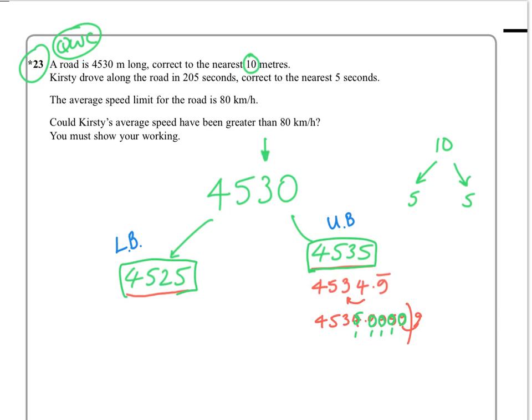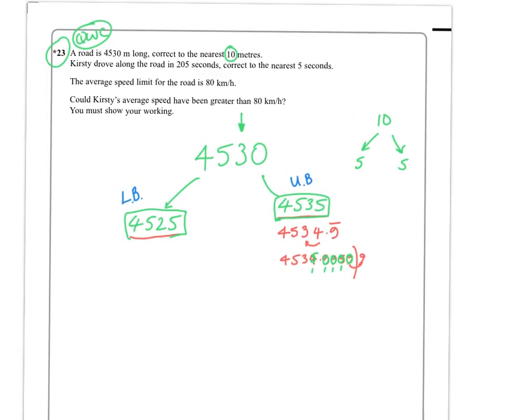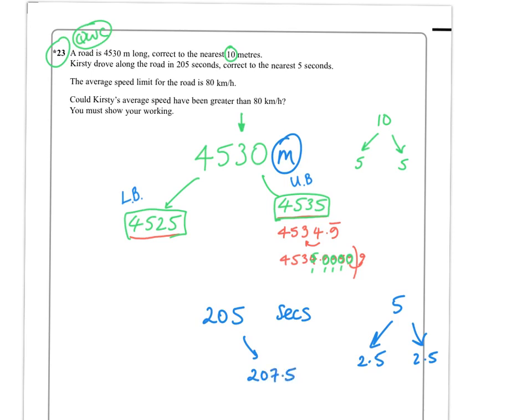Kirsty drove along the road in 205 seconds to the nearest 5 seconds. So this is in meters here, so let's write that in meters, and then we've got seconds now. If we have 205 seconds to the nearest 5, remember what I said, split it in half, and then you add 2.5, so you get 207.5, take 2.5, 202.5, and that's your lower bound for the time taken. And this is the upper bound.